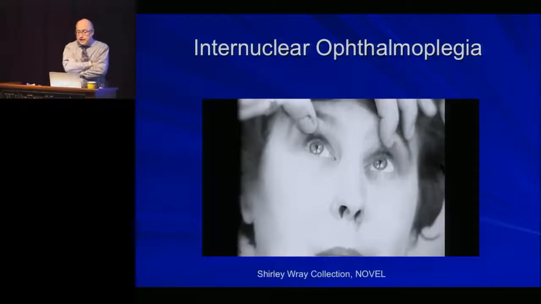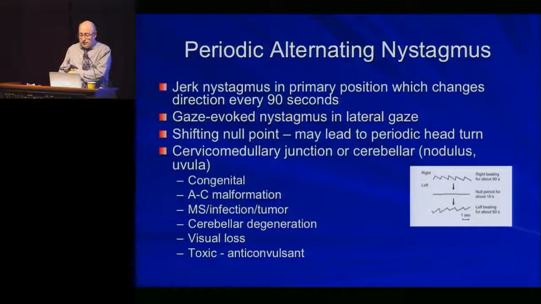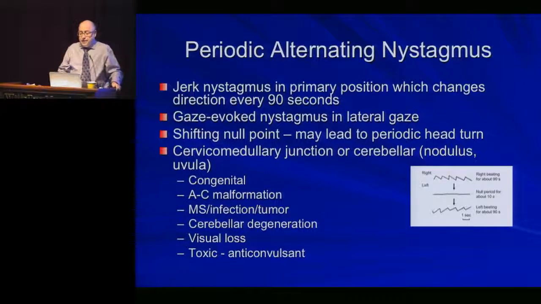Sometimes you have upbeat nystagmus in upgaze. Okay? That localizes, of course, to the medial longitudinal fasciculus, right? Periodic alternating nystagmus is a nystagmus that jerks to one side for about 90 seconds, stops for a few seconds, jerks to the other side. 90 seconds, stops, goes to the other side, back and forth, back and forth.